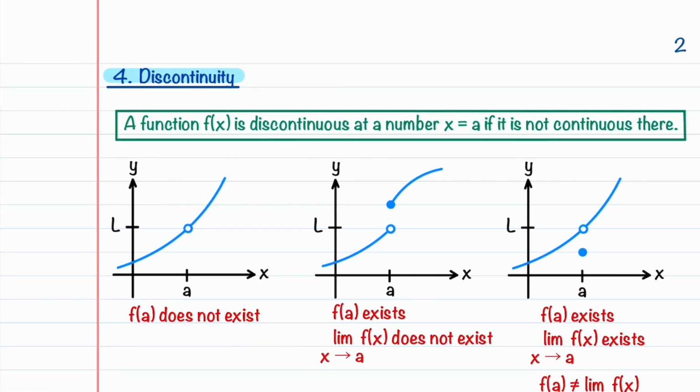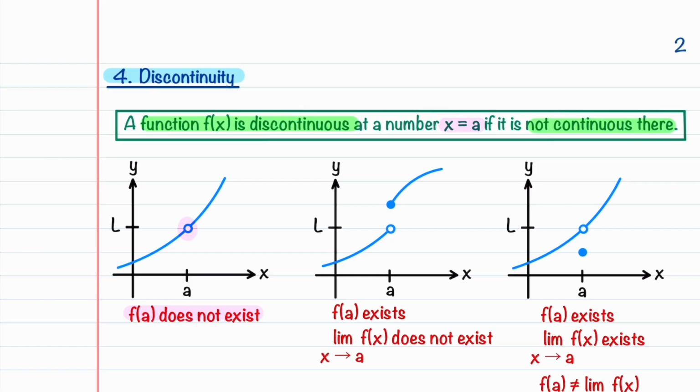Our fourth definition is about discontinuity, and it tells us the three ways that a function can be discontinuous. A function f of x is discontinuous at a number x equals a if it is not continuous there. So basically, wherever a function is not continuous, it is discontinuous. Let's now look at these three graphs I have right below our definition. The graph on the left has a function that is discontinuous because the function does not exist at the point x equals a. There is an open circle there.